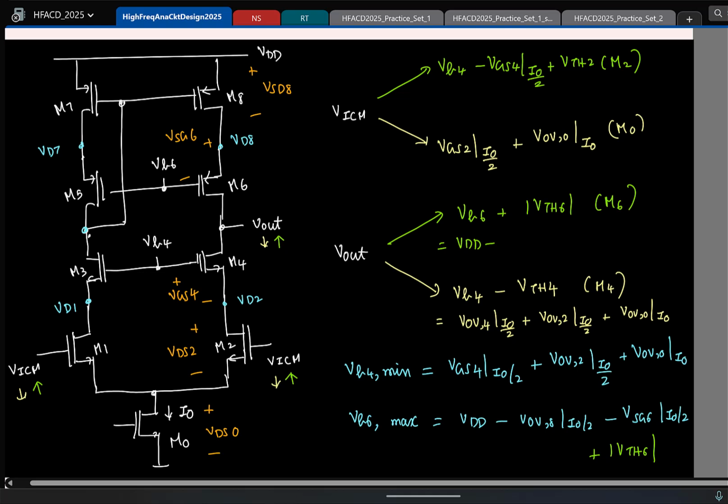So that's what will happen. You'll have VDD minus overdrive of M8 at a current I0 by 2, minus overdrive of M6 at a current of I0 by 2. So once again, Vout reaching this value is possible if VB6 is connected to this maximum voltage. Again, that is the reason why I did it this way.